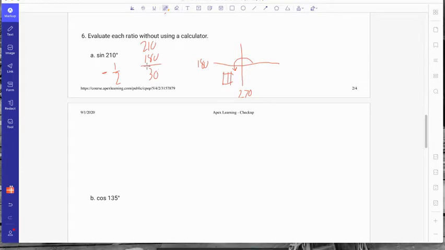So for this, we really needed to find the reference angle, which was 30 degrees, identify the sine of 30 degrees, and then, all right, what quadrant am I in? Is it going to be positive or negative?